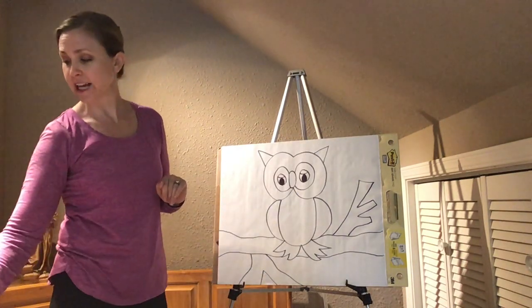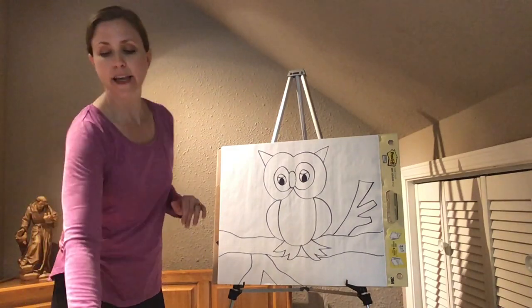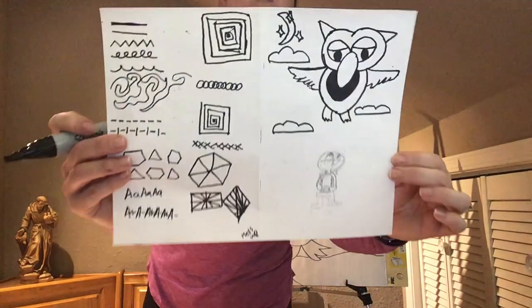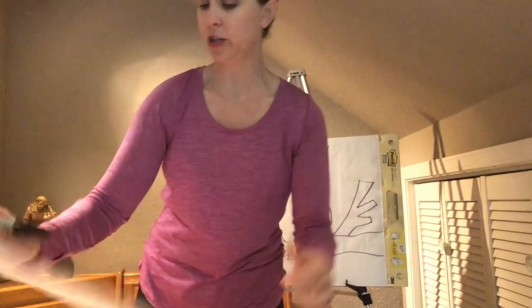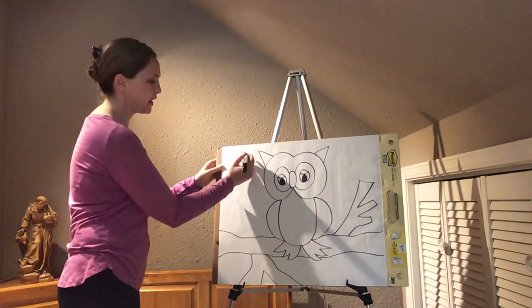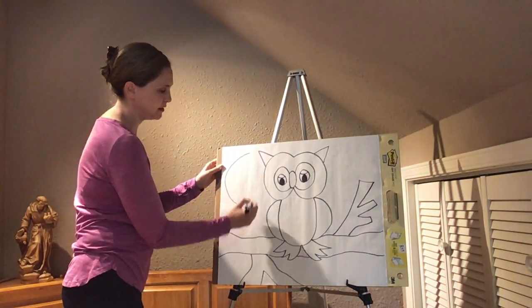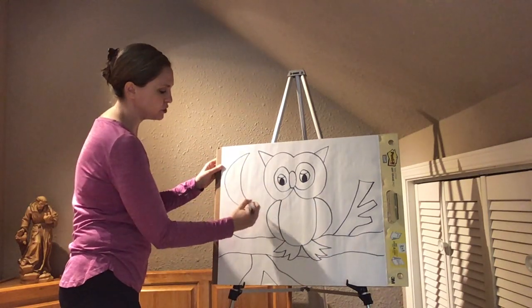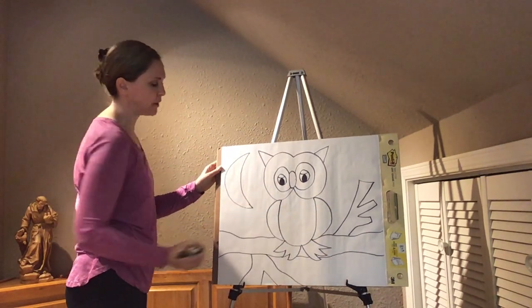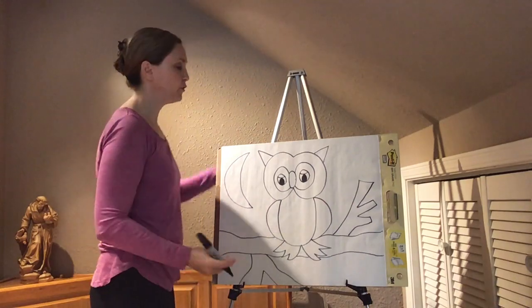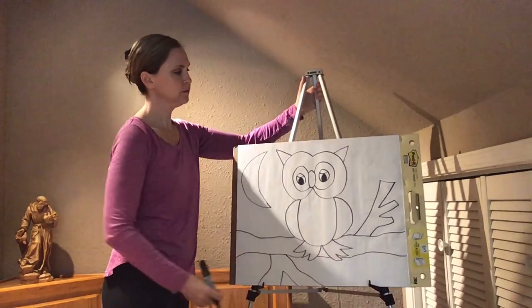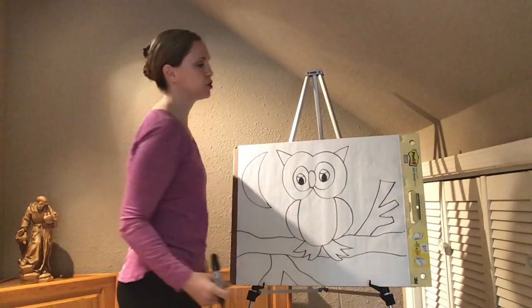Okay, so Sam, you decide how you're going to do it. In Sammy's warm-up, he also added clouds, so that's an option. So I'm going to put a big crescent moon up here. If you choose to do a moon, you could do a crescent moon, you could do a half moon, you could do a full moon. And then over here, I'm going to do a star.